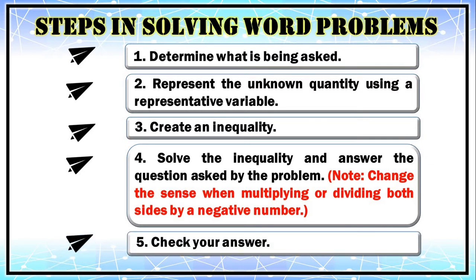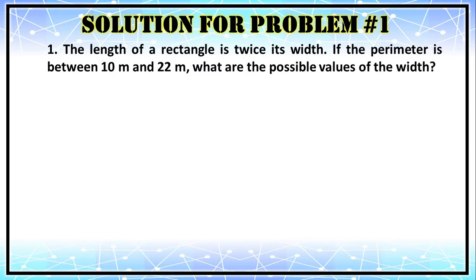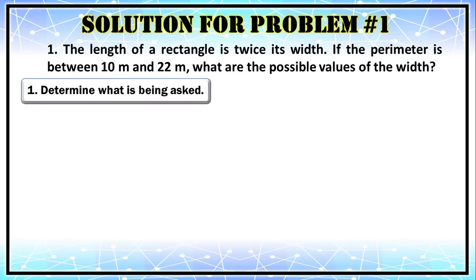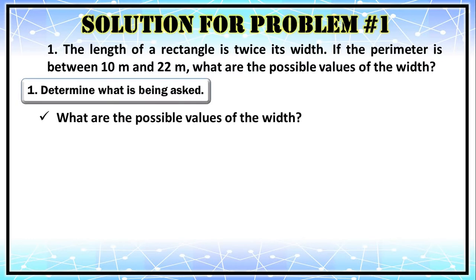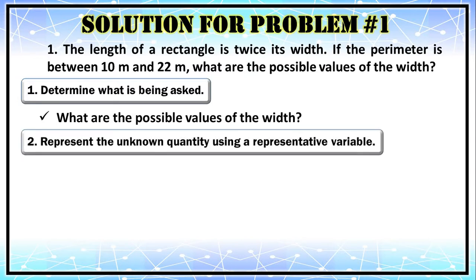So let's try to solve problem number 1. The length of a rectangle is twice its width, and if the perimeter is between 10 meters and 22 meters, what are the possible values of the width? So step number 1, determine what is being asked. It asks what are the possible values of the width. Step number 2, represent the unknown quantity using a representative variable.